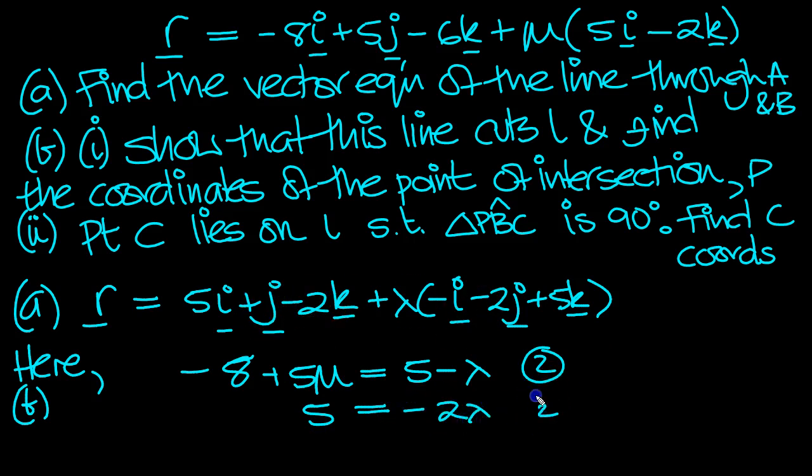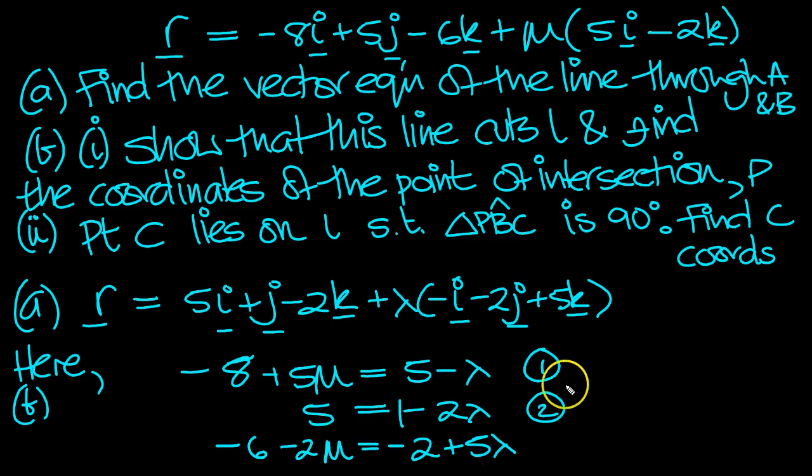So this is equation 2. This actually is equation, so what was it? 1 minus 2 lambda, sorry. So I'll put that in there. I was distracted by that being a 2. Should have written 1, of course. And then the third component: we need minus 6 minus 2 mu to equal minus 2 plus 5 lambda.